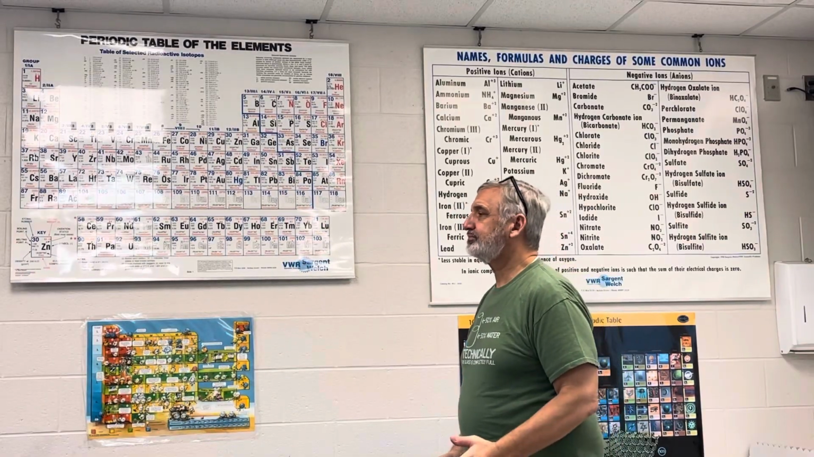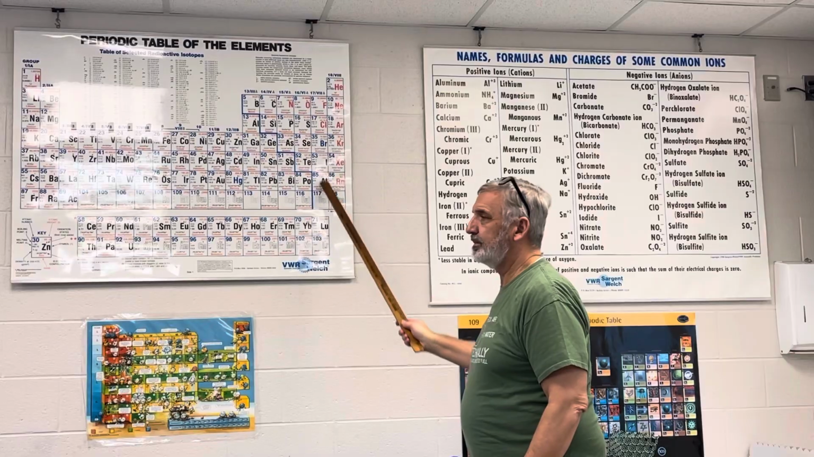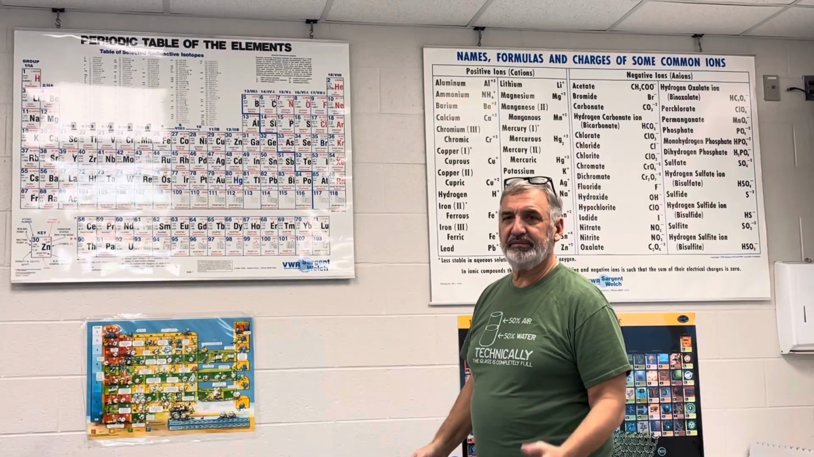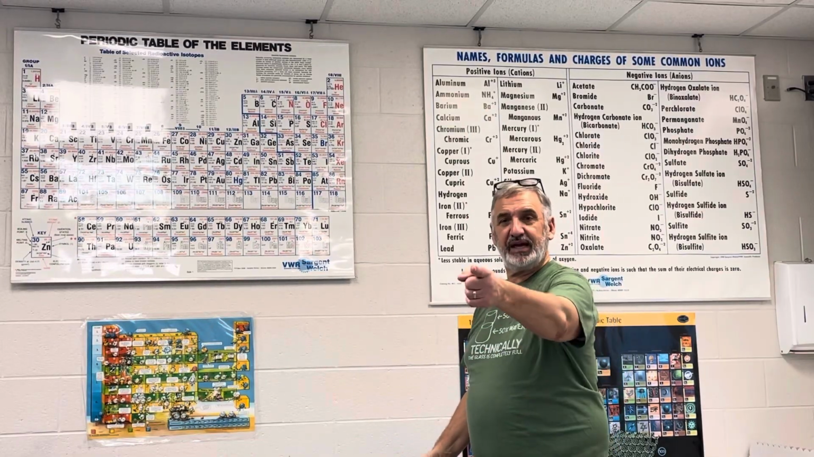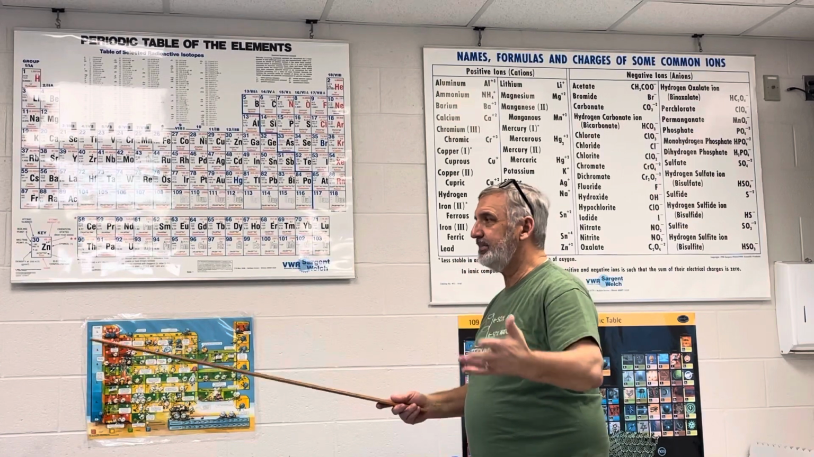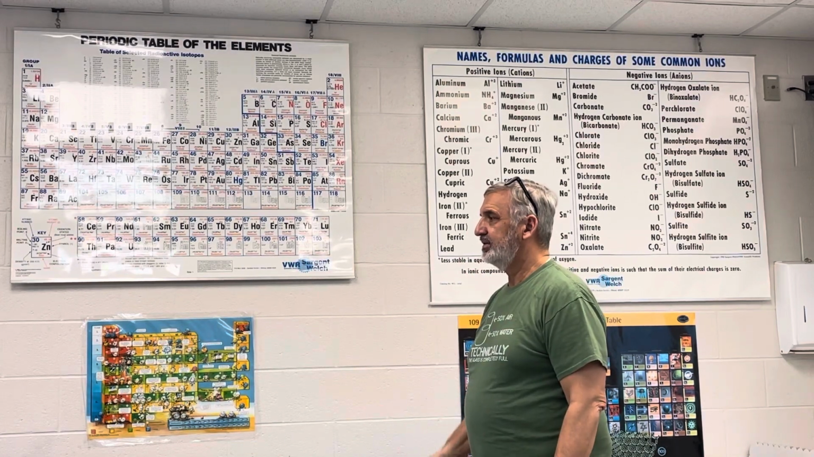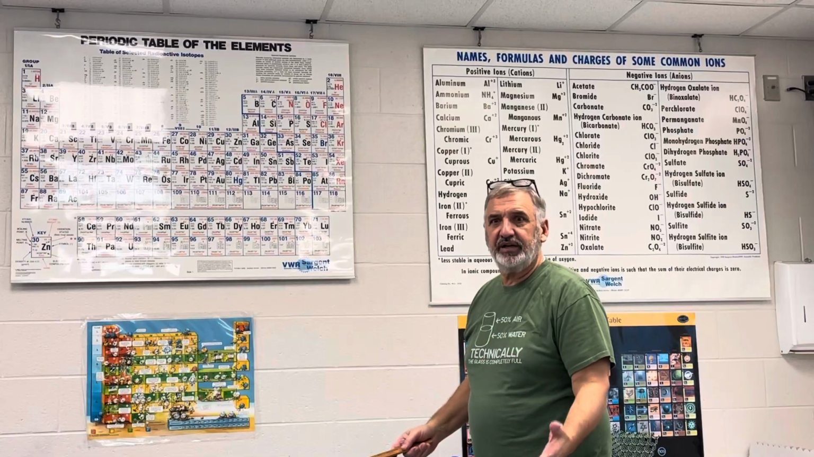Why are elements in the same family? Why do they call it a family? They have the same number of valence electrons. So what does that mean about the way they bond? The same. They have similar chemical properties.